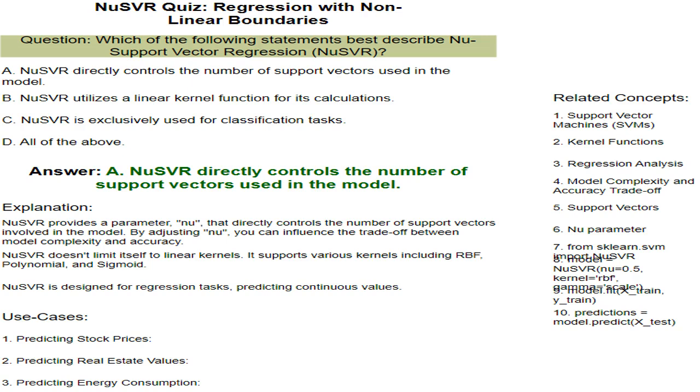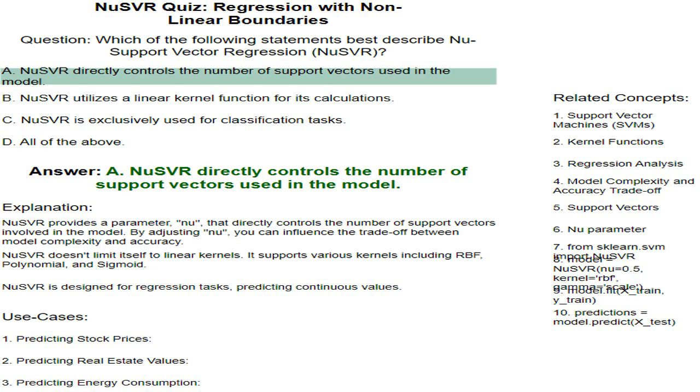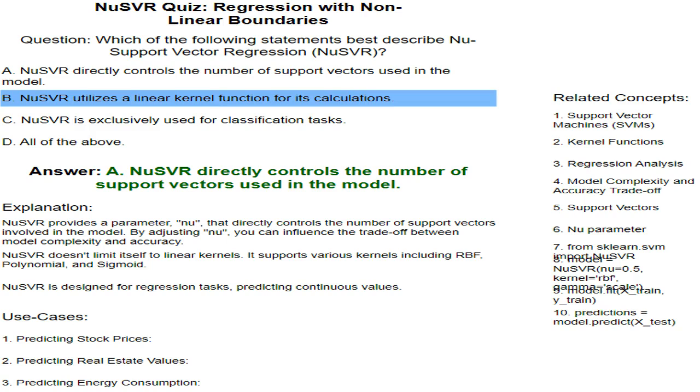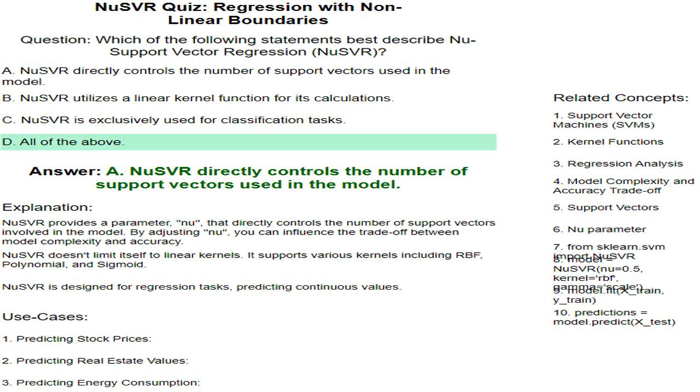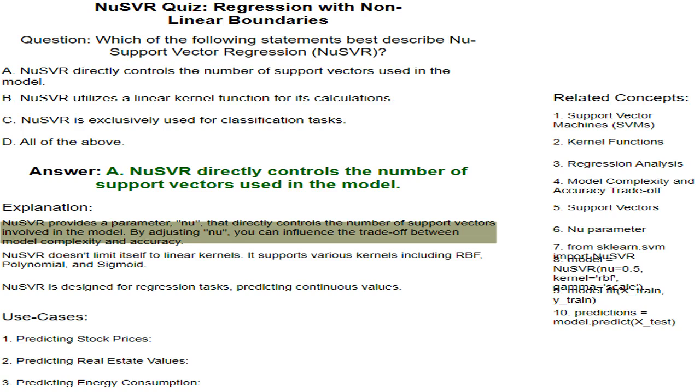D is false. Statements B and C are incorrect. NuSVR is designed for regression tasks, and it can utilize various kernel functions. A, NuSVR directly controls the number of support vectors used in the model. Applications: 1. Predicting stock prices. 2. Predicting real estate values. 3. Predicting energy consumption. Related concepts: 1. Support vector machines, SVMs. 2. Kernel functions. 3. Regression analysis.